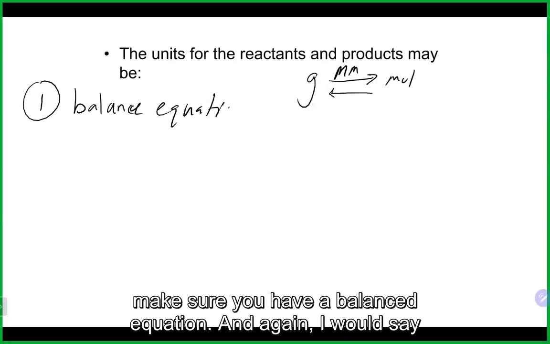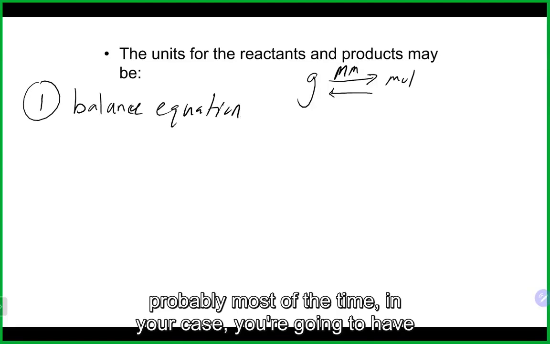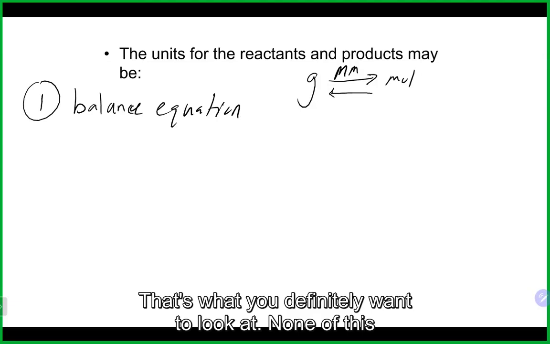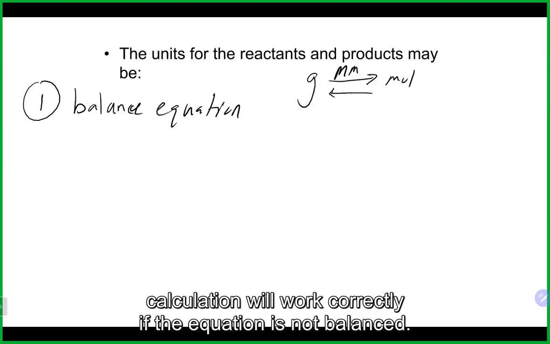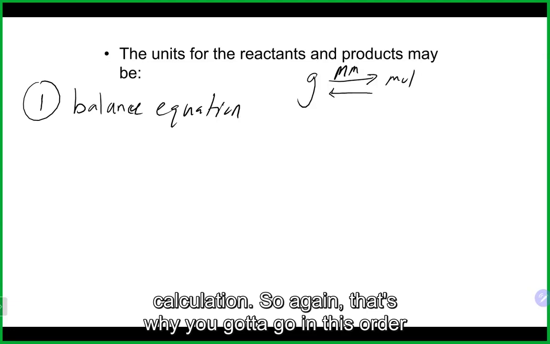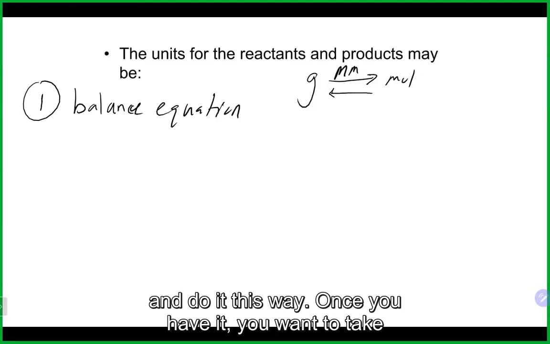And again, I would say probably most of the time in your case, you're going to have the equation. It's just a choice of is it balanced or not. That's what you definitely want to look at. None of this calculation will work correctly if the equation is not balanced. So if you skip that step, you've messed up your whole calculation. So again, that's why you've got to go in this order and do it this way.